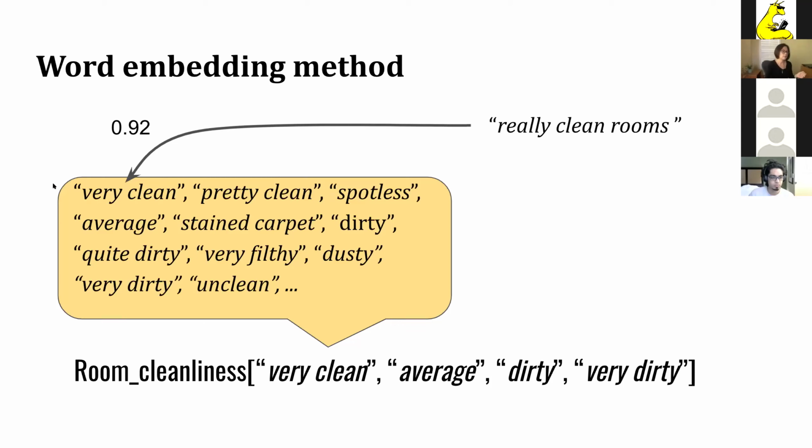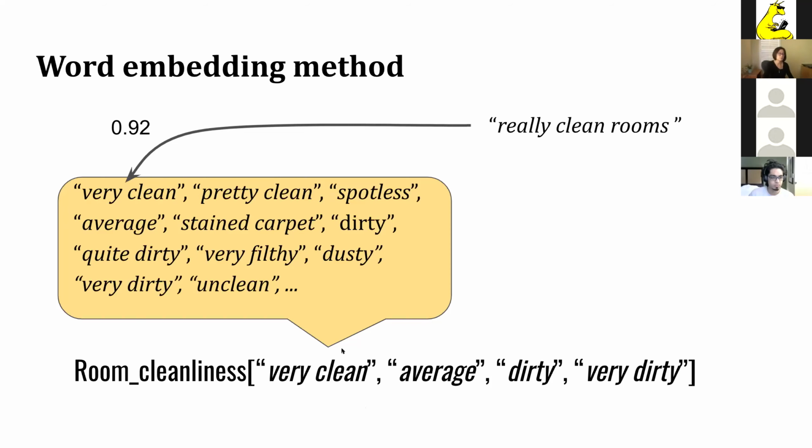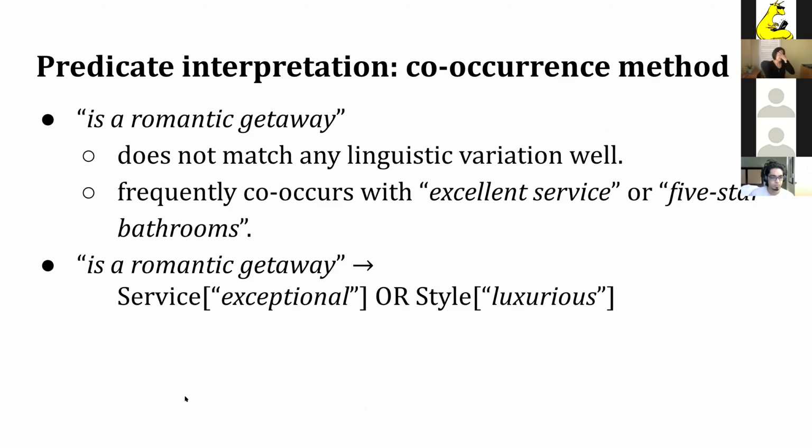And in this case, because this phrase belongs to a linguistic domain of the marker very clean in this room, cleanliness marker summary, that's how we know to interpret has really clean rooms into this marker of the marker summary. Okay. And if things fail, we'll go back to the co-occurrence. We go to the second method, which is the co-occurrence method.